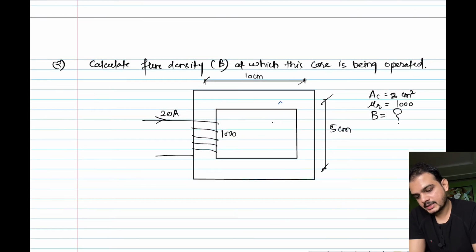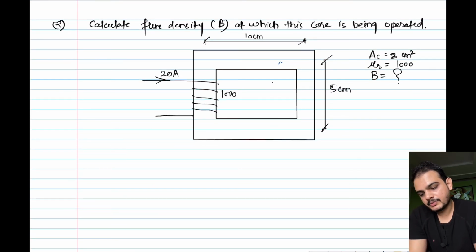Now the second numerical. They are asking to calculate the flux density B at which this core is being operated. First, let's see what is given.